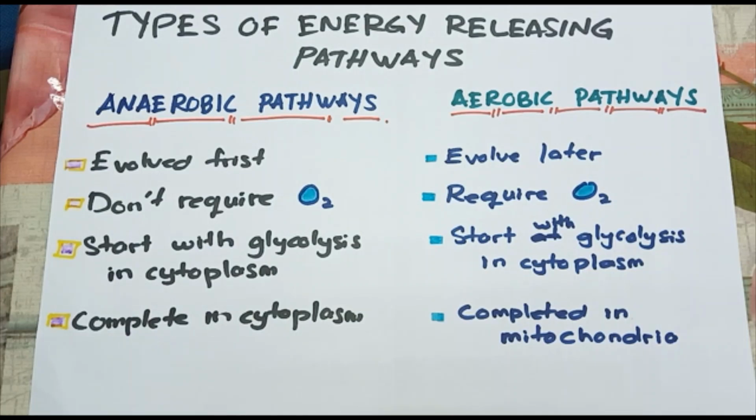Students, there are two types of energy-releasing pathways. First is the anaerobic pathway, second is the aerobic pathway. The anaerobic pathway evolved first, does not require oxygen, starts with glycolysis in the cytoplasm and is also completed in the cytoplasm. While the aerobic pathway evolved later and requires oxygen, it starts with glycolysis in the cytoplasm but is completed in the mitochondria.